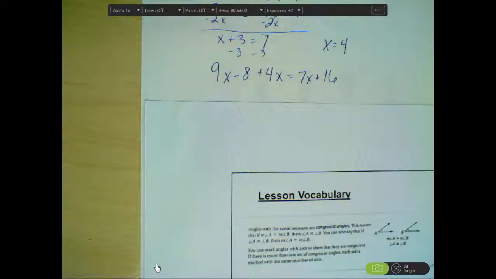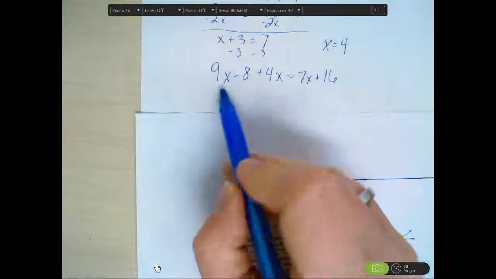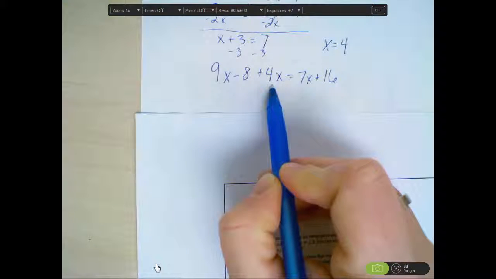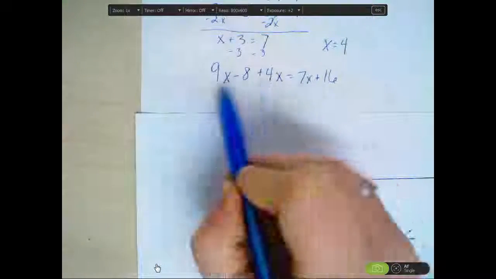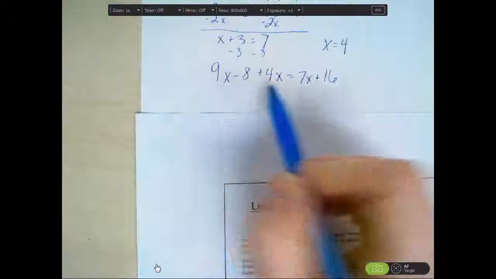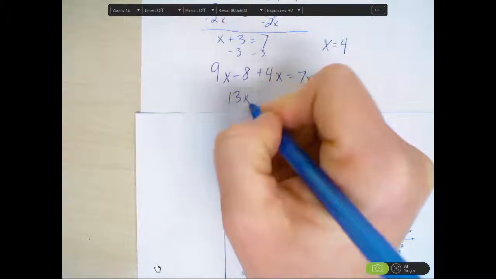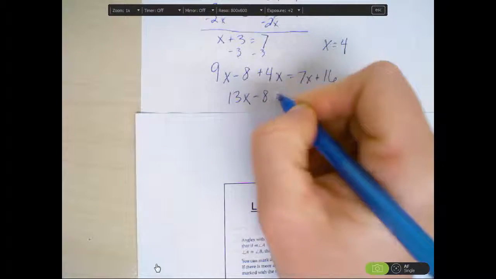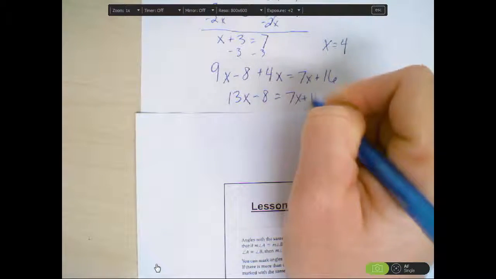Here's a situation where we don't have to distribute, but we need to combine like terms on the left-hand side. So 9x plus 4x. Remember, when you're on one side of the equal sign, you just add the numbers together. You don't do the opposite. So 9x plus 4x is 13x minus 8 equals 7x plus 16.